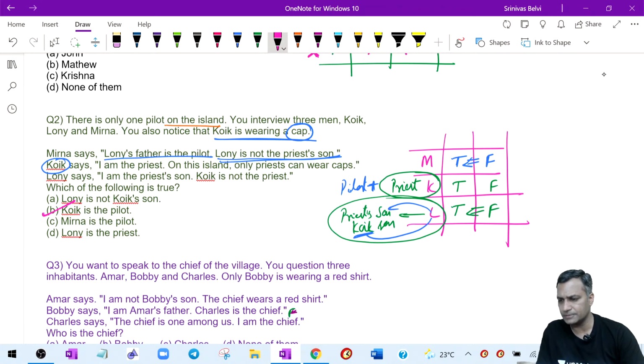Getting this? Don't think that everybody should have only one single role. There could be double roles, multiple roles, and that is how life is.